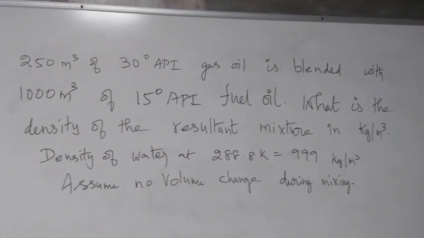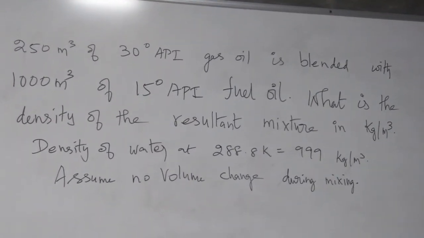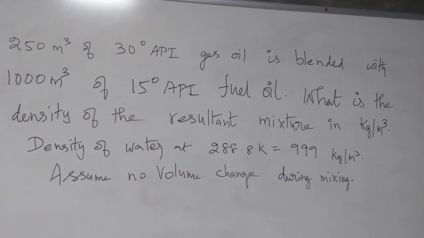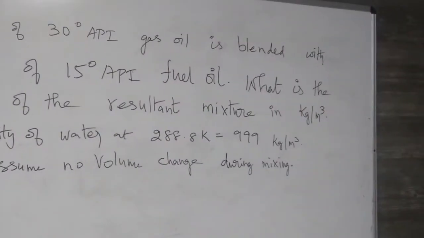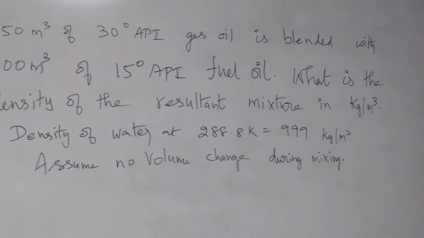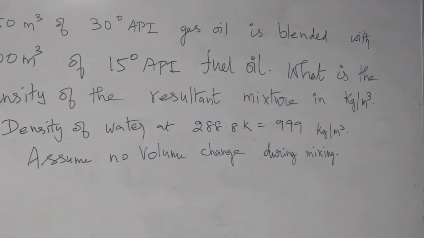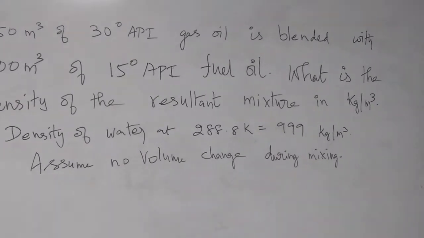250 meter cube of 30-degree API gas oil is blended with 1000 meter cube of 15-degree API fuel oil. What is the density of the resultant mixture in kg per meter cube? Density of water at 288.8 Kelvin is 999 kg per meter cube. Assume no volume change during the mixing.